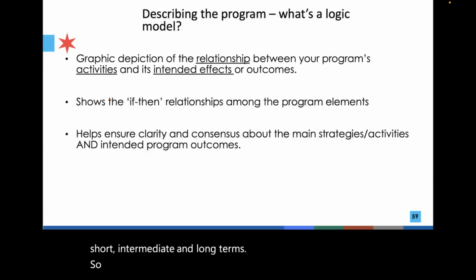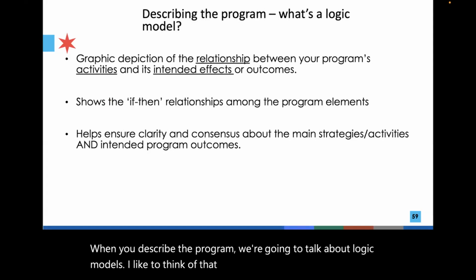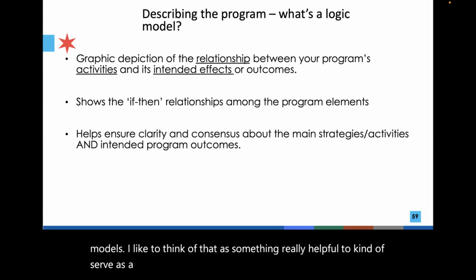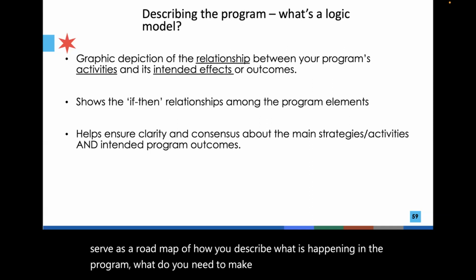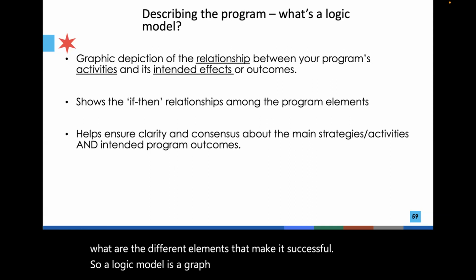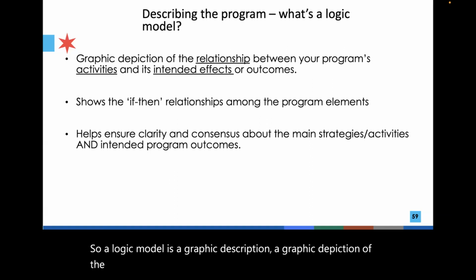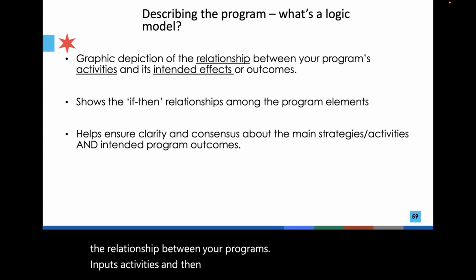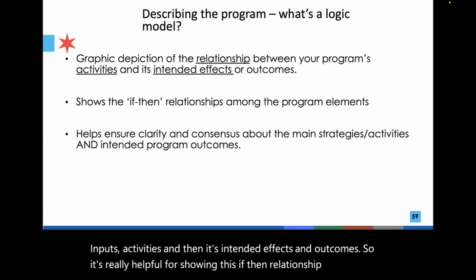So when you describe the program, we're going to talk about logic models. I like to think of that as something really helpful to serve as a roadmap of how you describe what is happening in the program, what you need to make the program operate, and what the different elements are that make it successful. So a logic model is a graphic depiction of the relationship between your program's inputs, activities, and then its intended effects and outcomes. So it's really helpful for showing this if-then relationship among the program elements.